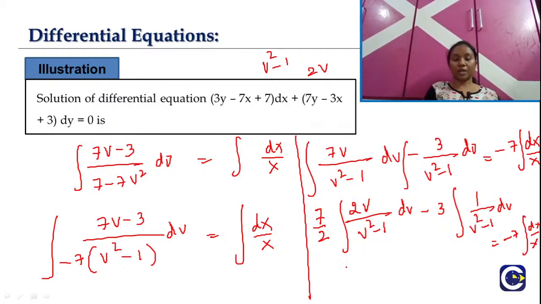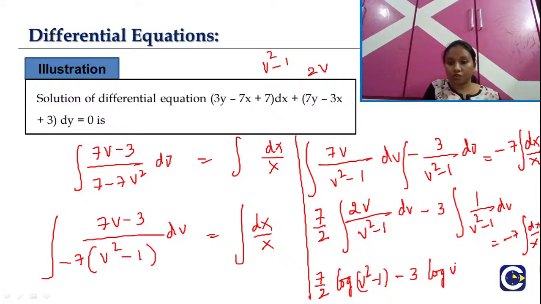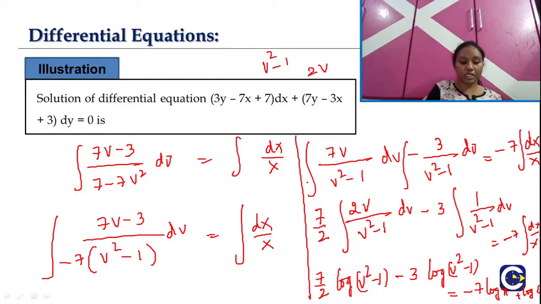Now we can apply our integration formulas. 7/2 here, and this is the f'(x)/f(x) format, so that will be log(v² − 1), and here −3 times 1/(v² − 1) integral, and on the other side −7, and 1 by x will be log x. Then there will be a constant, so we can take the constant also in terms of log, so plus log c. Now after the integration, we have the entire term, let me erase this.